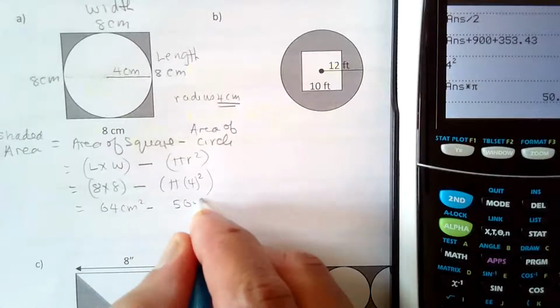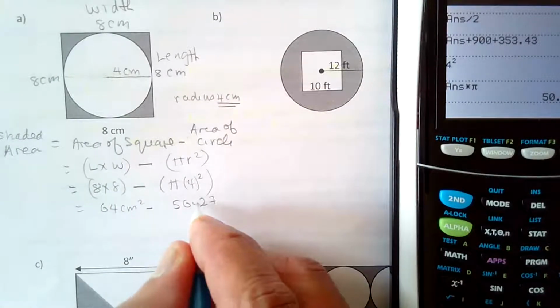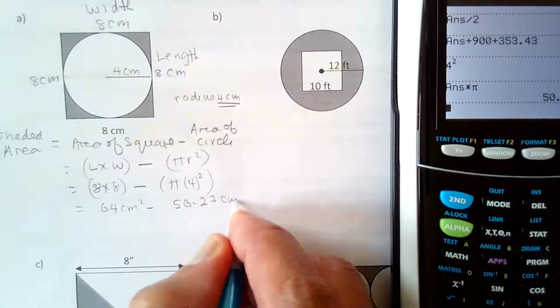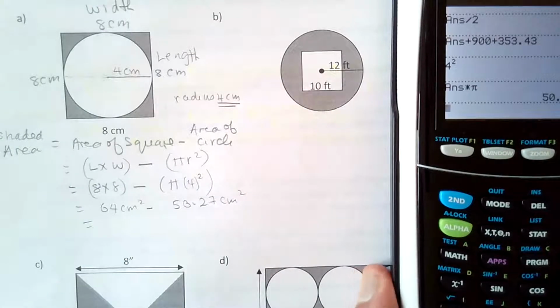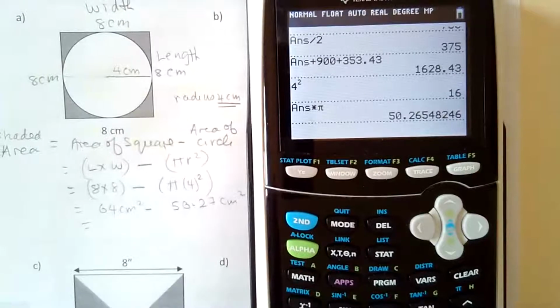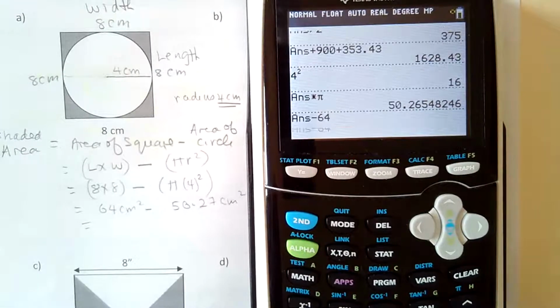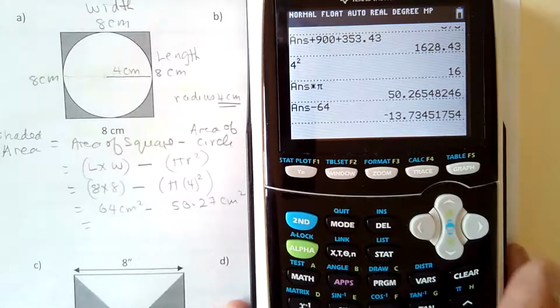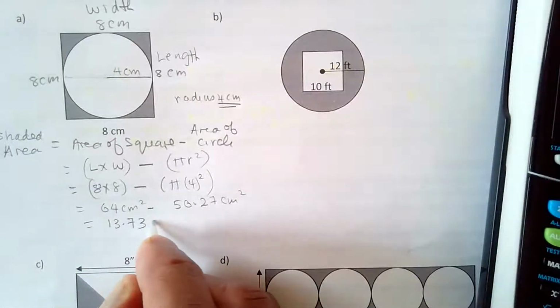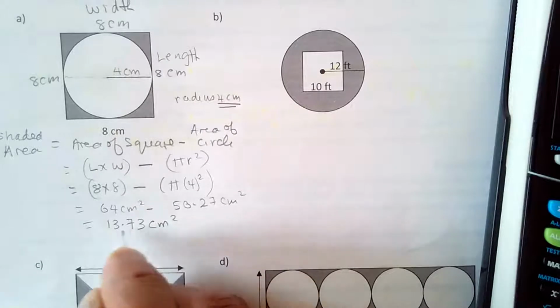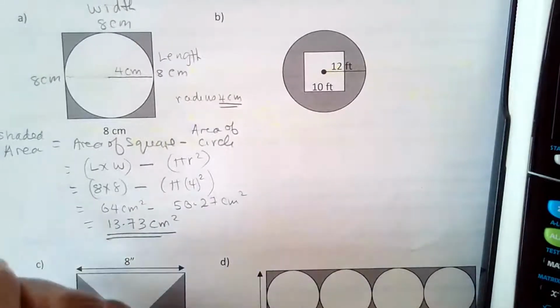So 50.27 square centimeters. Now I'm going to subtract 64. That gives me 13.73. So 13.73 is the shaded area.